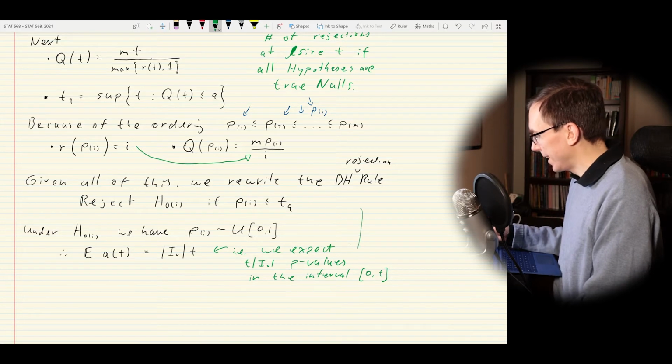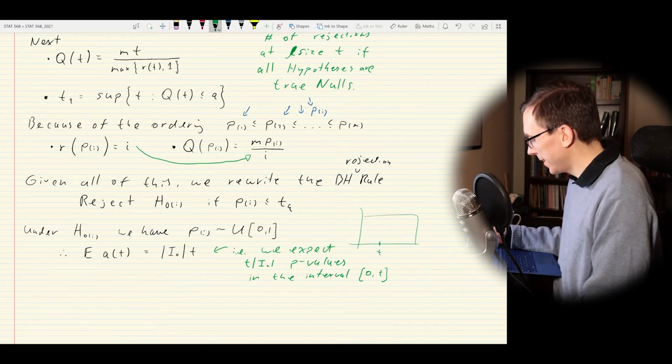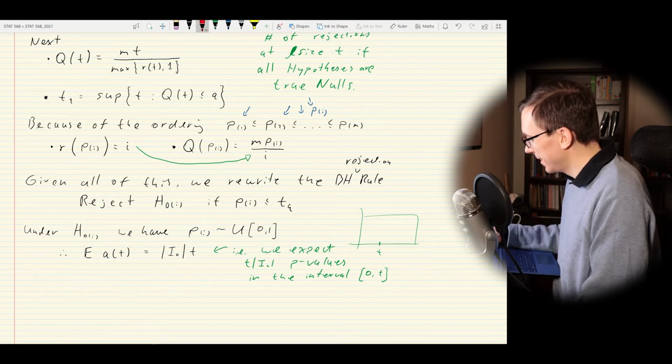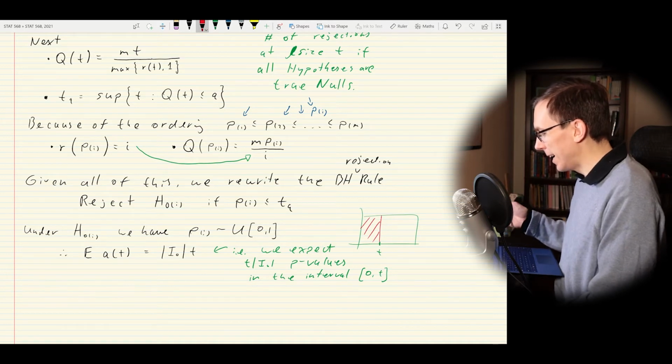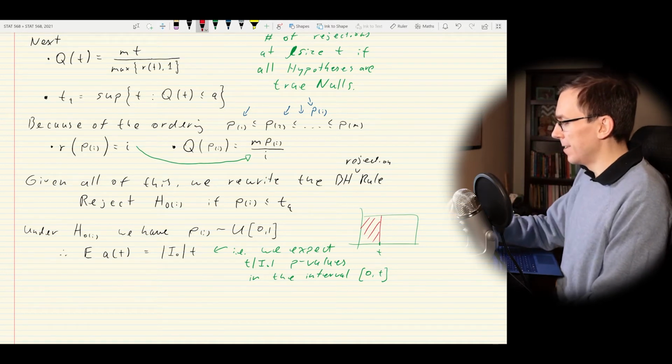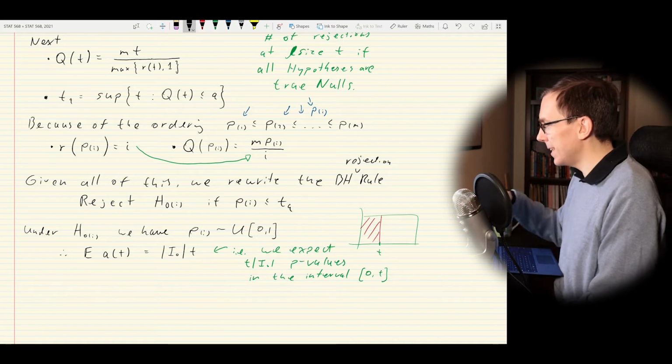It goes back to my, pick a T here. We would expect about that many p-values to lie to the left of the threshold T that was chosen.